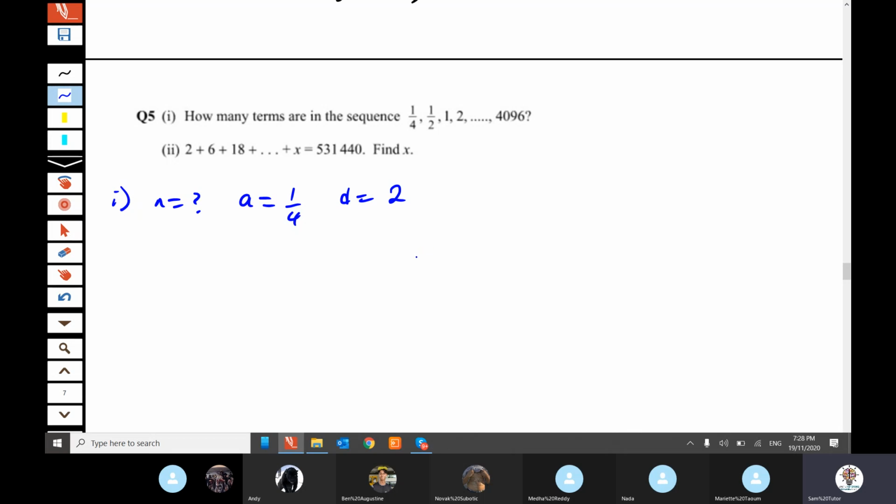So what do we do? What would Tn be? Okay, let me just do it slowly then. A equals a quarter, times R to the power of n minus 1. What does Tn equal to?